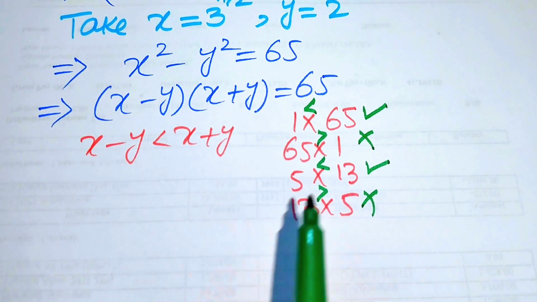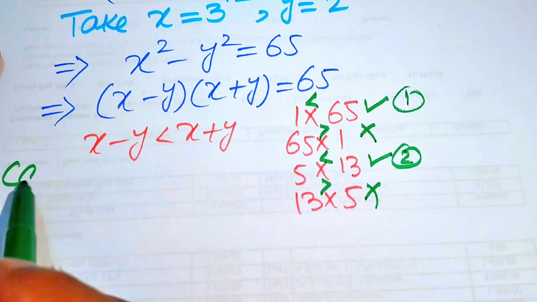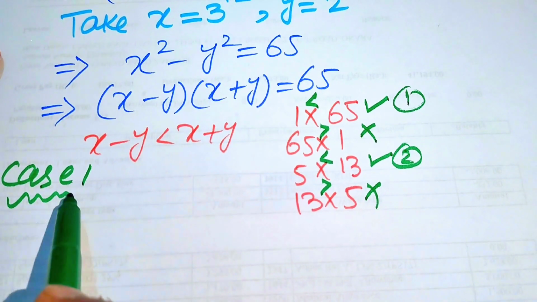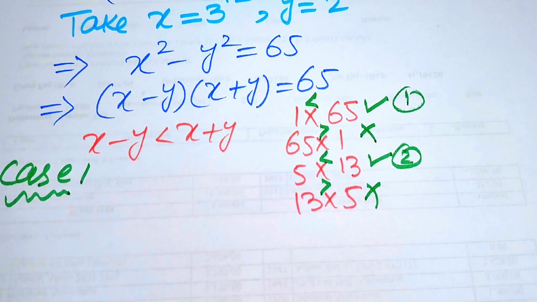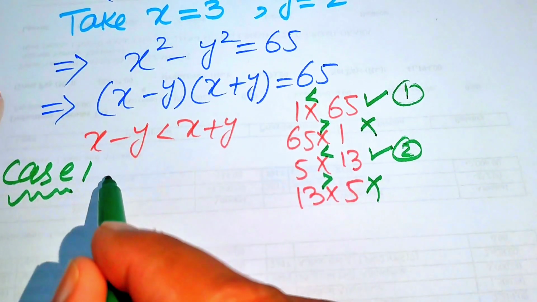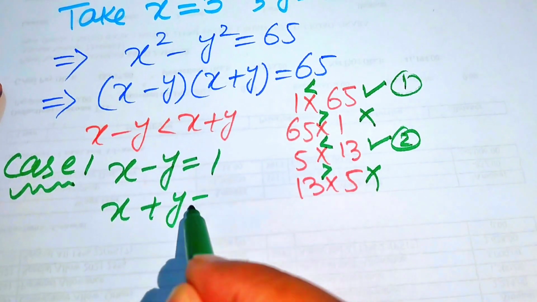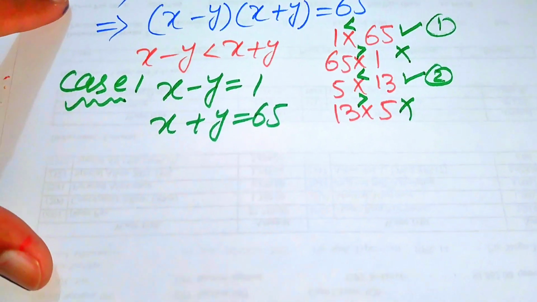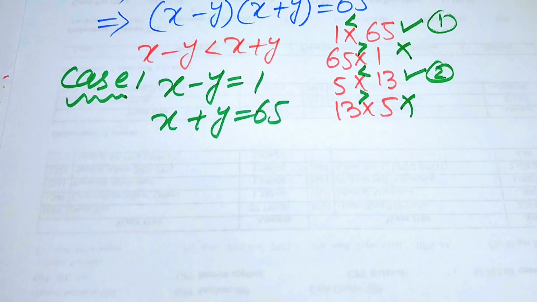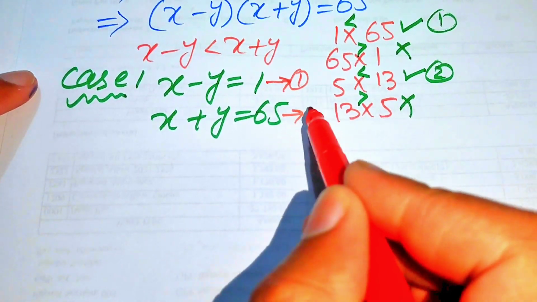So we have two cases. Case number 1 is this and case number 2 is this. First we write case number 1 and find the values of n from it. We compare the left hand side with 1 and 65, so we get x minus y equals 1 and x plus y equals 65. First we solve this case and find the values of x and y, and after that we find the value of n. We name this equation number 1 and this equation number 2.